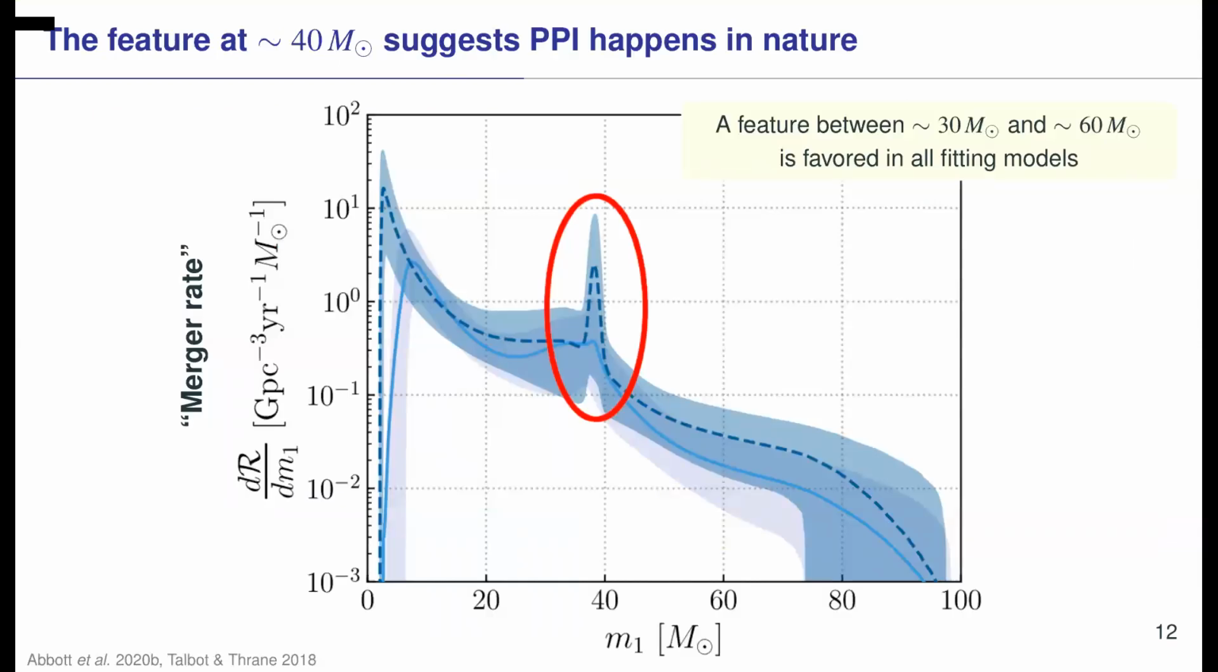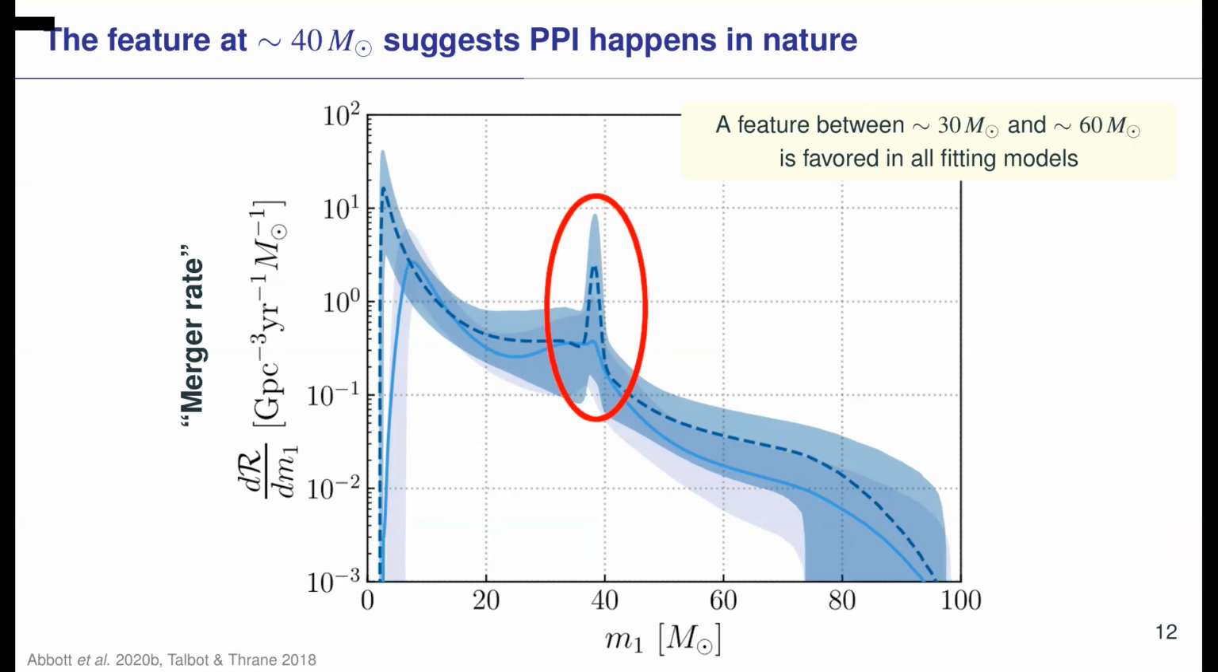And I want to go back to this plot where there is this feature. So I would argue that this feature is the most robust evidence for this process happening in nature to date. Why do you expect a feature? Well, because you can make black holes slightly less massive than the maximum, both from low mass progenitors that don't lose much mass in the pulsations, or very massive progenitors that lose a lot of mass in the pulsations. And the fact that there is a feature between 30 and 60 solar masses and a pileup of black holes there is really suggestive that this process is acting in nature.